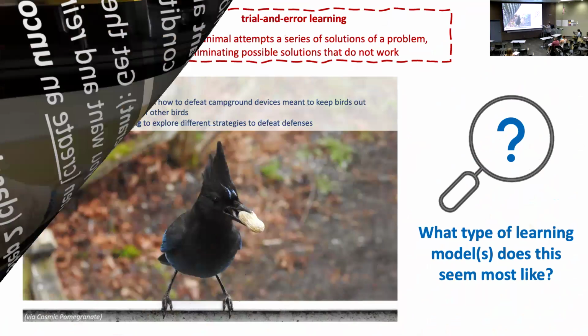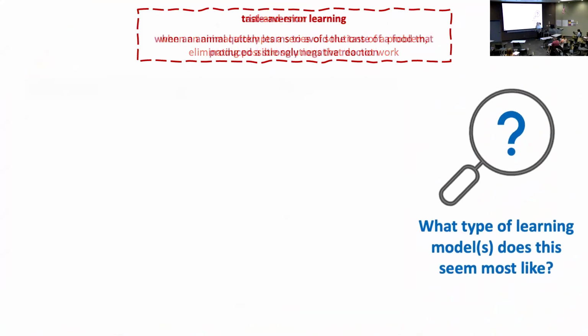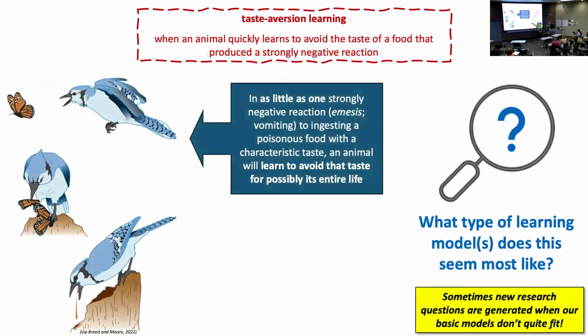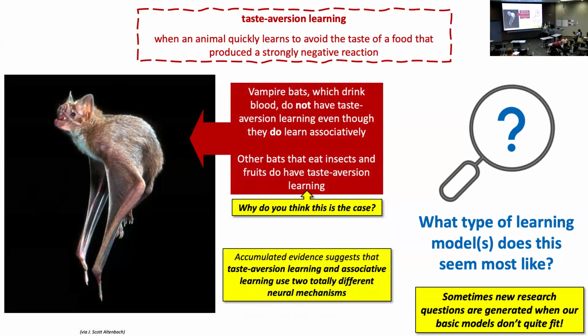Like dog training technically is a combination of those two. Trial and error learning looks a lot like operant conditioning, but there are a bunch of other things like taste aversion learning. It doesn't quite fit, and it turns out it's something totally different. So that's what we're saying here.